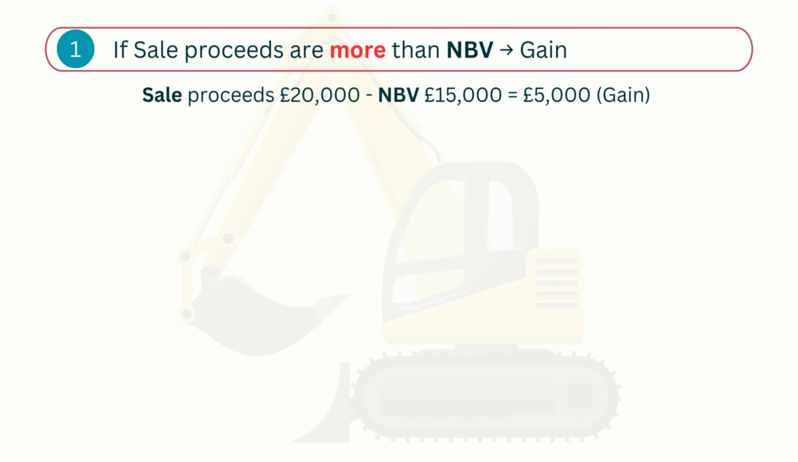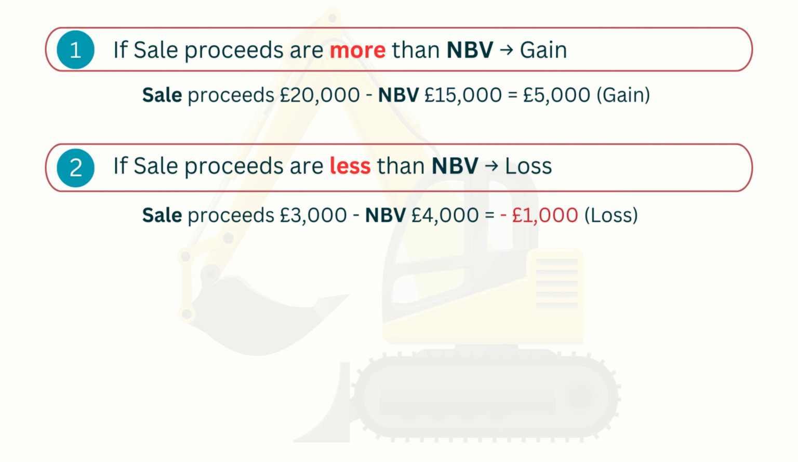If the sale proceeds are more than the net book value, the business makes a gain. For example, the sale proceeds are $20,000. The net book value is $15,000. $20,000 minus $15,000 gives us $5,000. Because the cash received is higher than the value of the asset in the accounts, the business has made a gain of $5,000.